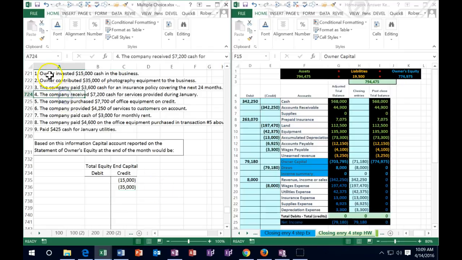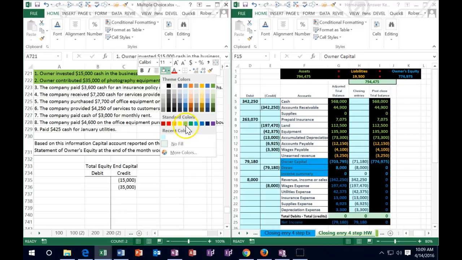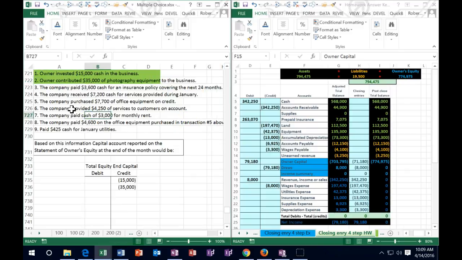And then number three, and we might want to highlight these as we go or mark them off, check them off if you're doing a paper test, obviously. And we're on number three, where the company paid $3,006 cash for an insurance policy covering the next 24 months. All right, so is cash affected? Yeah, we paid cash. Cash is a debit balance. We're going to make it go down because we paid it. So we're going to credit cash, and then we're going to debit something. What will that debit go to? Well, it's either going to be insurance expense or prepaid insurance.